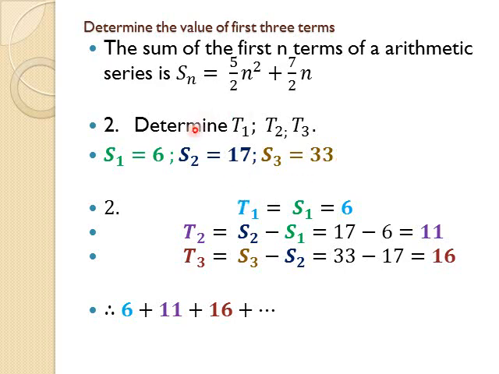Right? So to get the first three terms, we need to know term 1 will always equal sum 1, because adding 1 term means there's only 1 term, so that's 6. However, to get term 2, it's the sum of 2 terms minus the sum of 1 term. So 17 minus 6 gives me 11. Right? Term 3 is sum to 3 terms minus sum to 2 terms, which gives me 33 minus 17, which equals 16. So my first three terms are 6, 11, and 16.